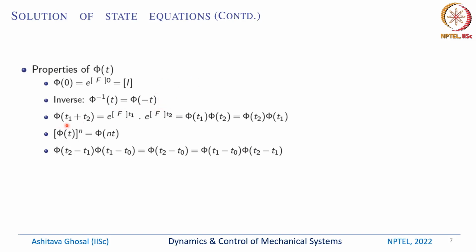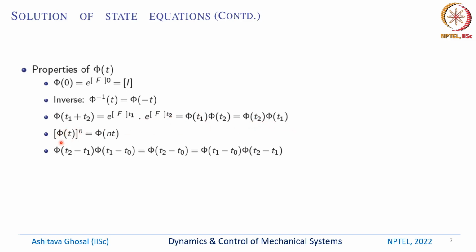We can also show very clearly and easily that phi of t1 plus t2 is nothing but e to the power Ft1 into e to the power Ft2, which is phi of t1 into phi of t2, and we can change the order because if you have e to the power A into e to the power B, it is the same as e to the power B into e to the power A. So then we can write it as phi of t2 into phi of t1.